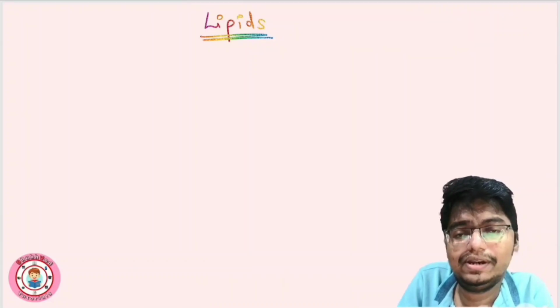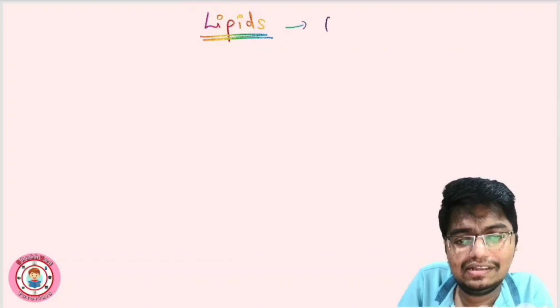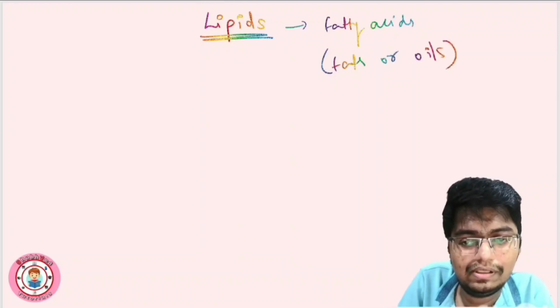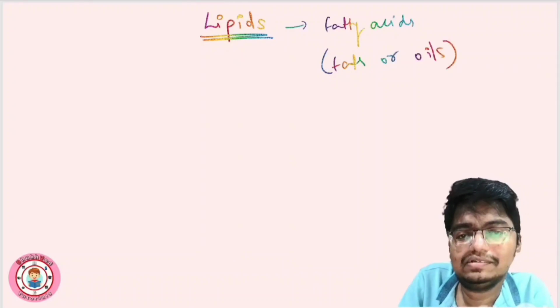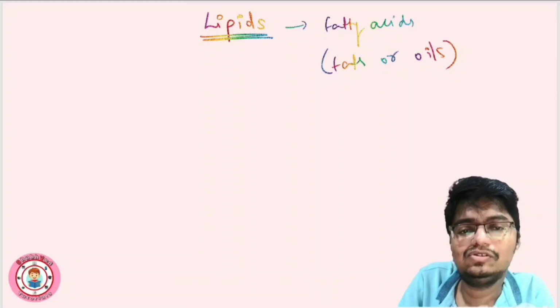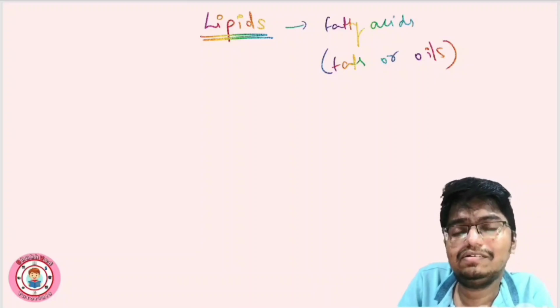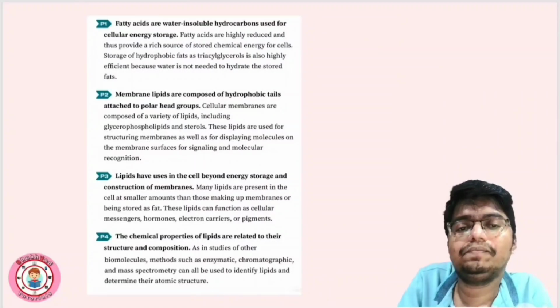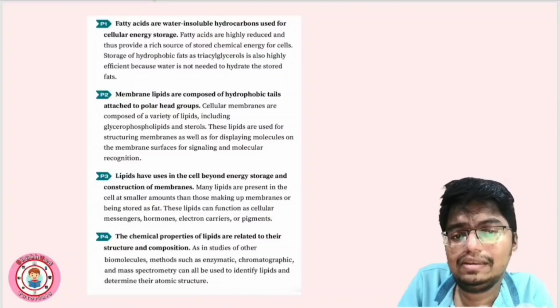So basically lipids are fatty acids, right? Fatty acids, okay? Fats or oil come under lipids. So the things that are important for biology that we will be studying in this particular section. So I'm trying to make it more simple, right?